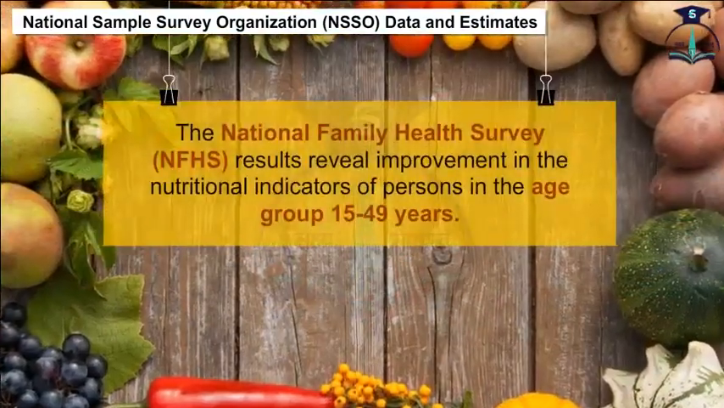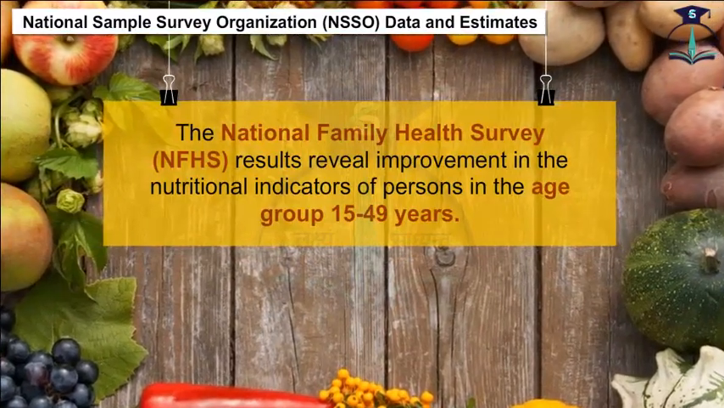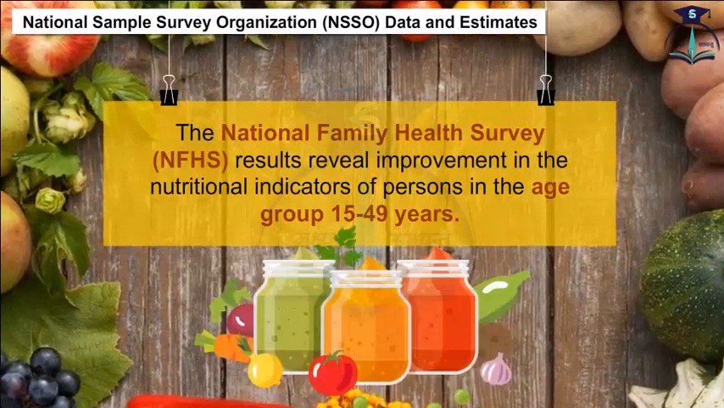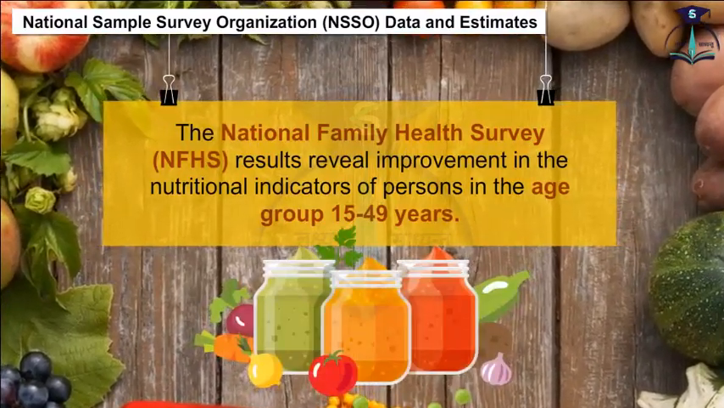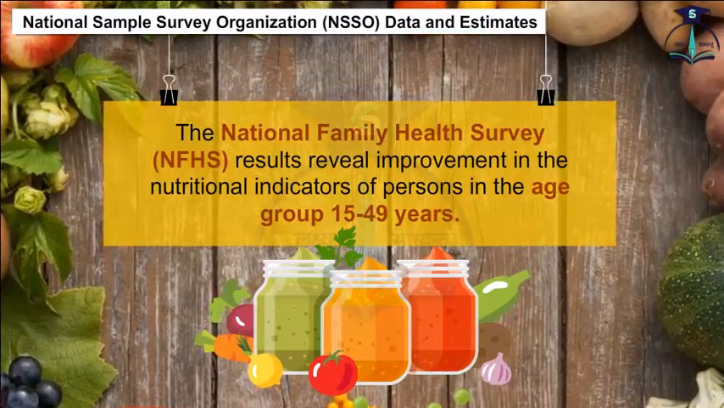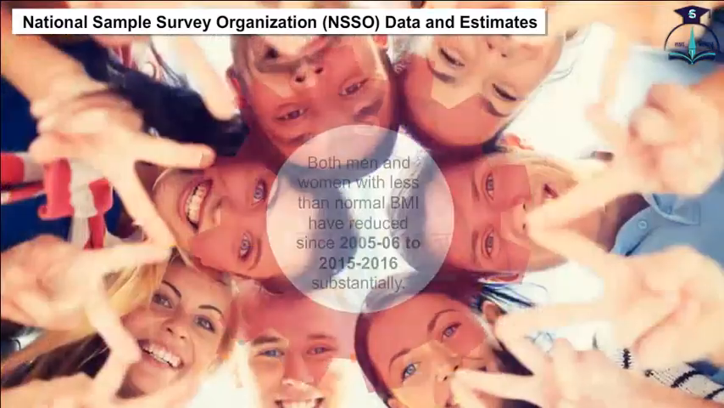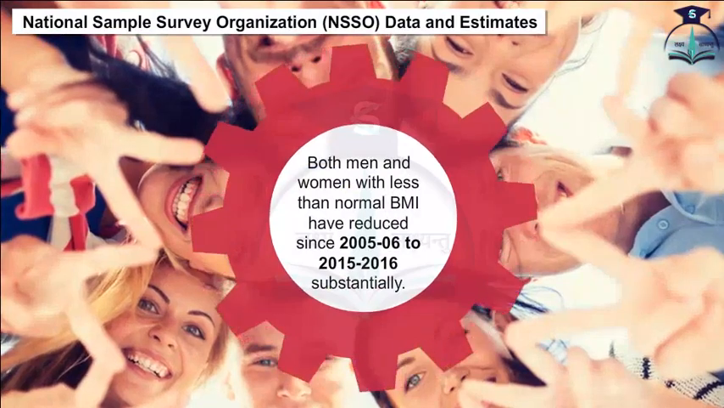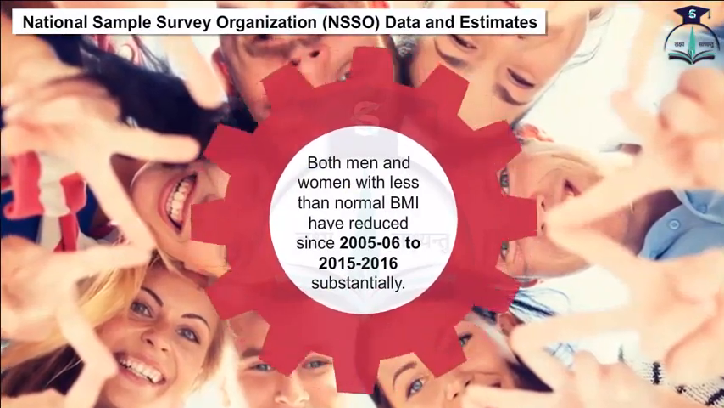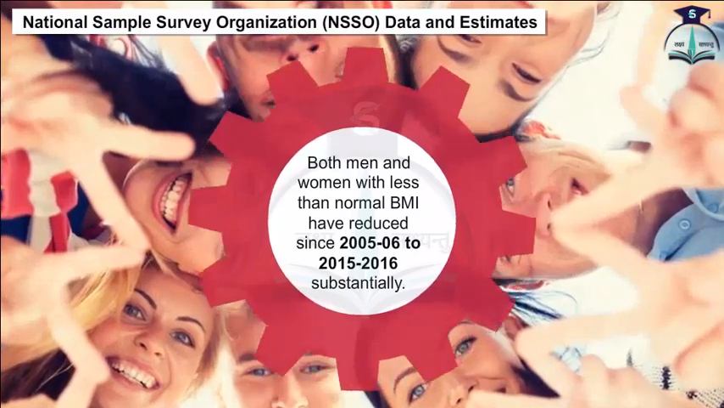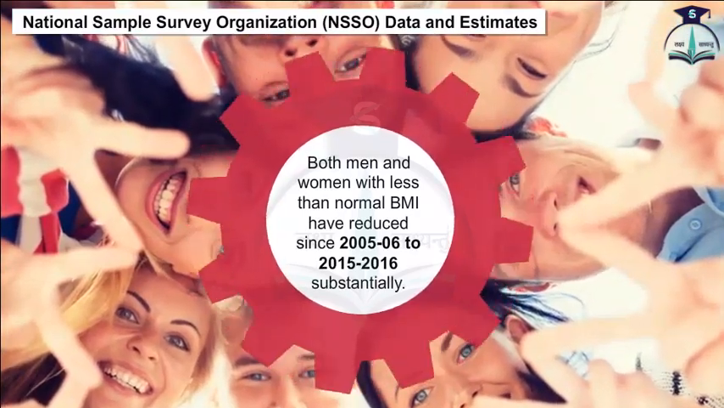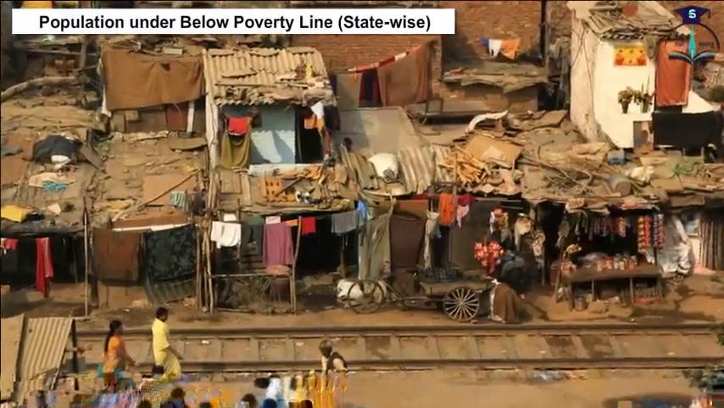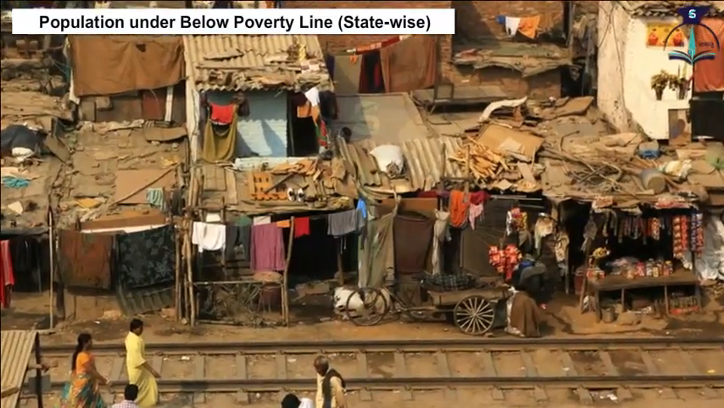The National Family Health Survey or NFHS results reveal improvement in the nutritional indicator of persons in the age group 15 to 49 years. Both men and women with less than normal BMI have reduced substantially from 2005-2006 to 2015-2016. Population under below poverty line state-wise.